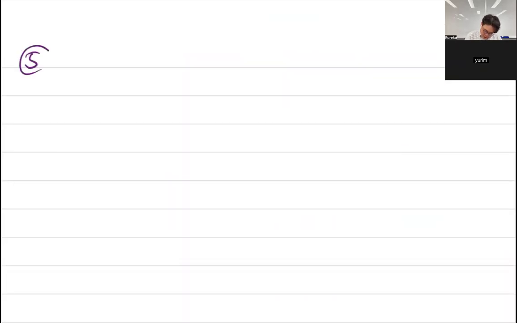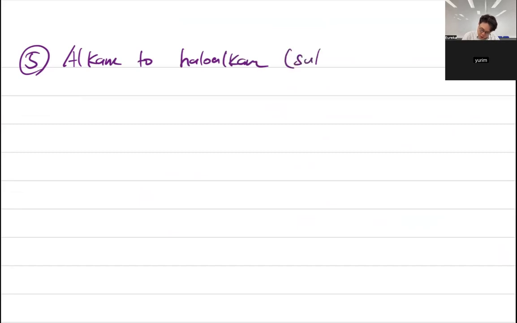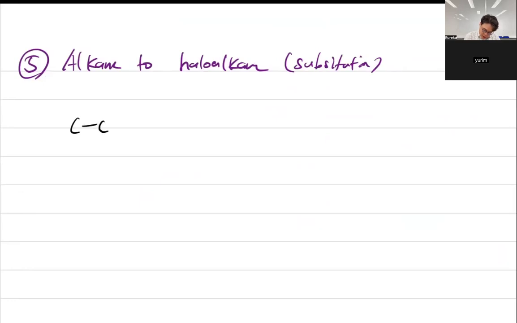That's question 5. So one of the reactions is from alkane to haloalkane, which is a substitution. For this reaction, we need to have an alkane. So let's draw the alkane structure: I can draw the 2 carbons with the hydrogens, known as ethane. Now, ethane is kind of complete.